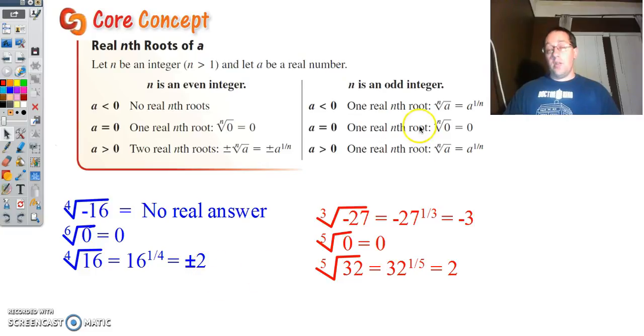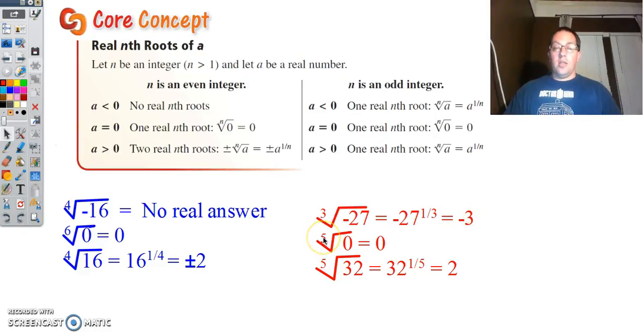If n is odd, though, you can take the root of a negative number, and there'll be one answer. The cube root of negative 27 is negative 3. All right. So if n is odd, we don't end up with this no real answer thing. We come up with a real solution.